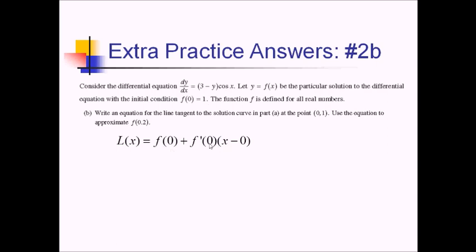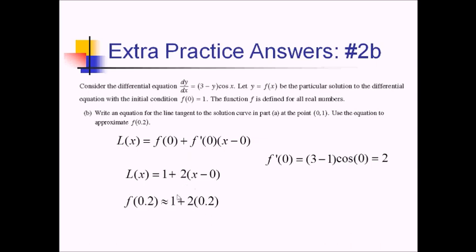That's what I get when I plug 0 in for x in my differential equation. When I plug 0 in for x, I have to also plug in 1 for y. So this is going to be 3 minus 1 times cosine of 0. Cosine of 0 is 1. This is just 1 times 2, which is 2. So when the dust settles, we've got 1 plus 2 times x. So x minus 0, or just x. Approximating f of 0.2, that's going to be approximately equal to 1 plus 2 times 0.2. So this is 1 plus 0.4, which is 1.4.